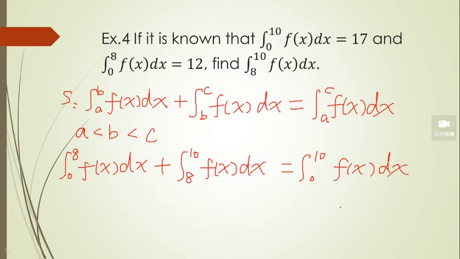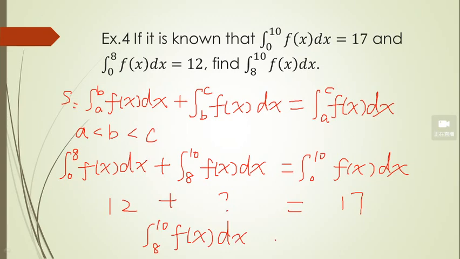Now we know that this number is 17 and this number is 12. Then what is this one? Of course, it's pretty easy, right? It's just 5. We use the additivity property for definite integrals. So it's easy to work out these examples, right? So that will be all the examples we did.